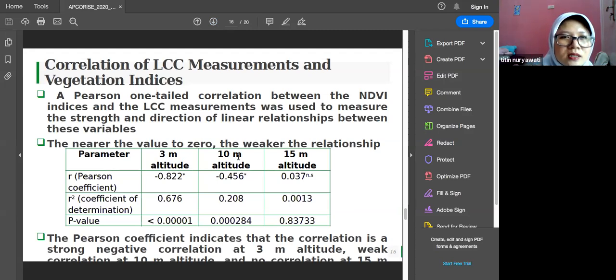After we finished the NDVI calculation, we made a correlation of the LCC measurement and the vegetation index. We used a Pearson one-tail correlation, and the results are on the slide. At 3-meter altitude, we get a negative 0.8. It means that the variables are correlated negatively, but it's strong at 3 meters and weak at 10 meters and no correlation at 15 meters. The nearer the value to 0, the weaker the relationship. Next.